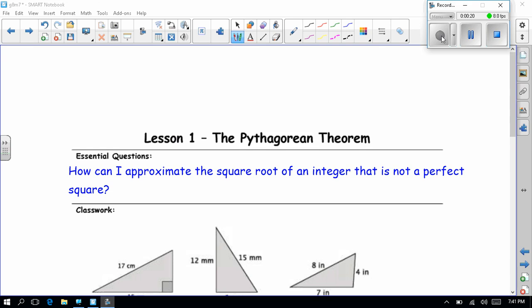Hopefully you remember the Pythagorean theorem. We studied it in detail back in December, and this is where we used our a squared plus b squared equals c squared. And it's for finding the missing leg of a right triangle. That's one of the uses of the Pythagorean theorem.